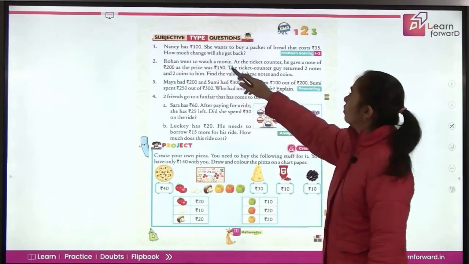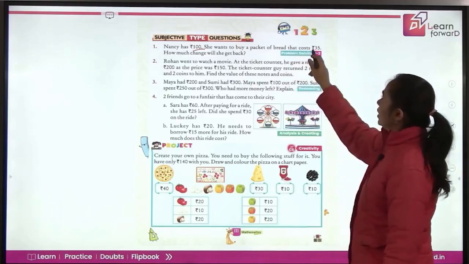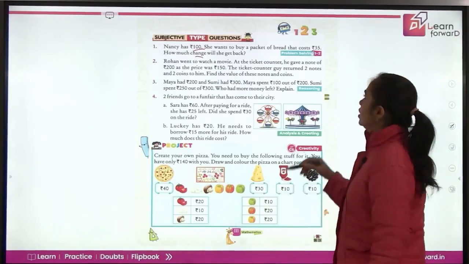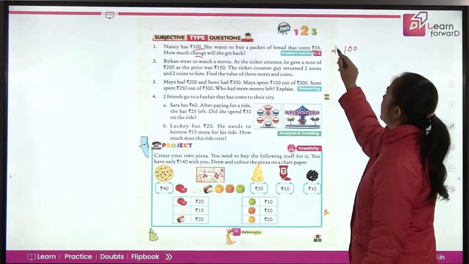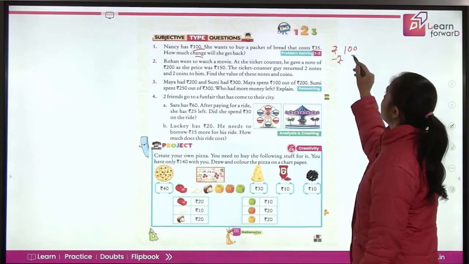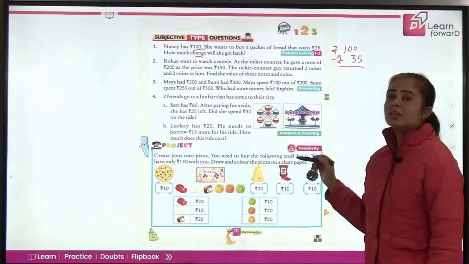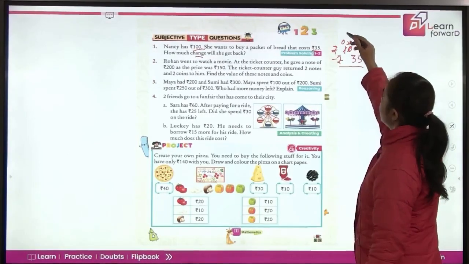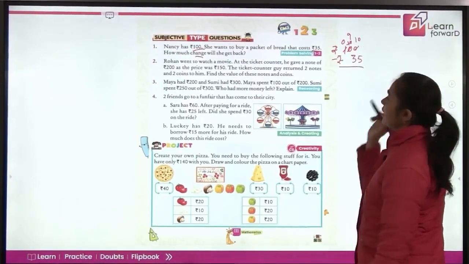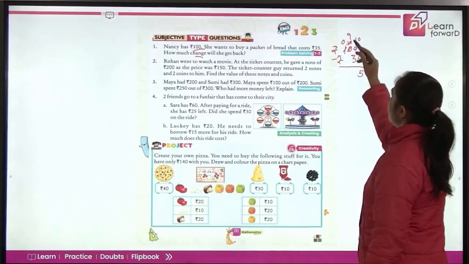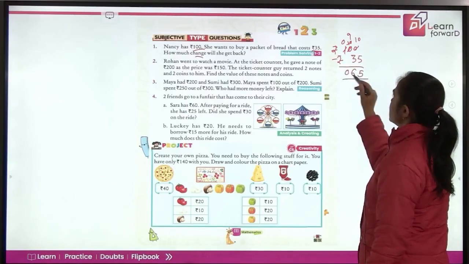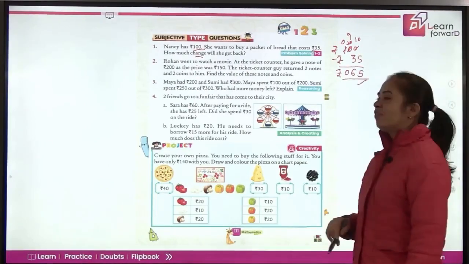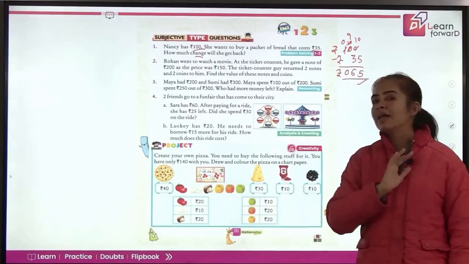Nancy has rupees 100. She wants to buy a packet of bread that costs rupees 35. So, how much change will she get back? Yes, subtract. So, 100 minus rupees 35, you will write carefully at their proper places. So, this becomes 0, this becomes 10, it gives to this, it is 9 and this one is 10. 10 minus 5 is 5, 9 minus 3 is 6 and here it is a 0. So, Nancy is left with rupees 65. Don't say 065 because 0 in the beginning has no value.